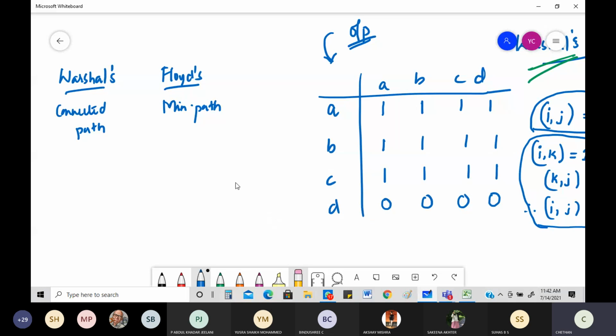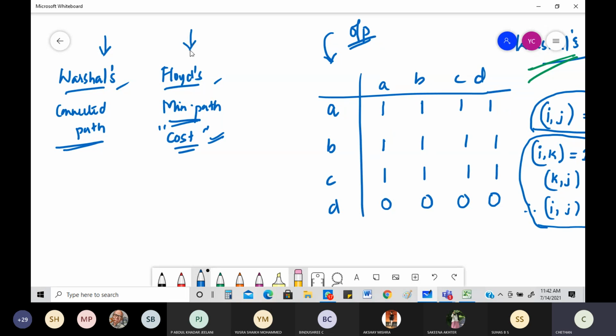Here it is only whether it is connected or not. There we think of what is the minimum path, so there will be a cost that is going to come. What is the minimum cost? So here you figure out the minimum cost or minimum path. Here you check only the transitive path or connected path. Warshall's algorithm, Floyd's algorithm. If you get this problem in the exam, 8 to 10 marks, very easily it will come.